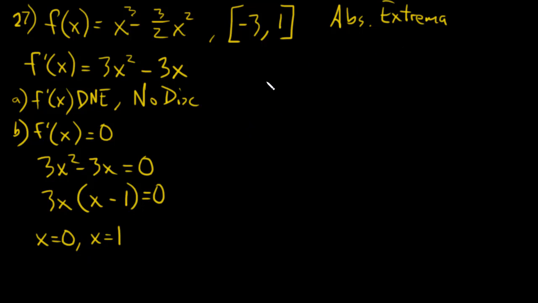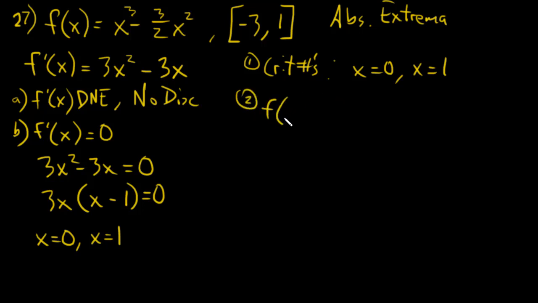So when we're looking for absolute extrema, we go through 4 steps. First step, find the critical numbers. So the critical numbers we just found are at x equals 0 and x equals 1. Second step, we plug in those values into the original function. So f at 0, well, when I plug 0 into the original function, I get 0 back. And then f at 1, I get 1 minus 3/2, so it's going to give me a negative 1/2.